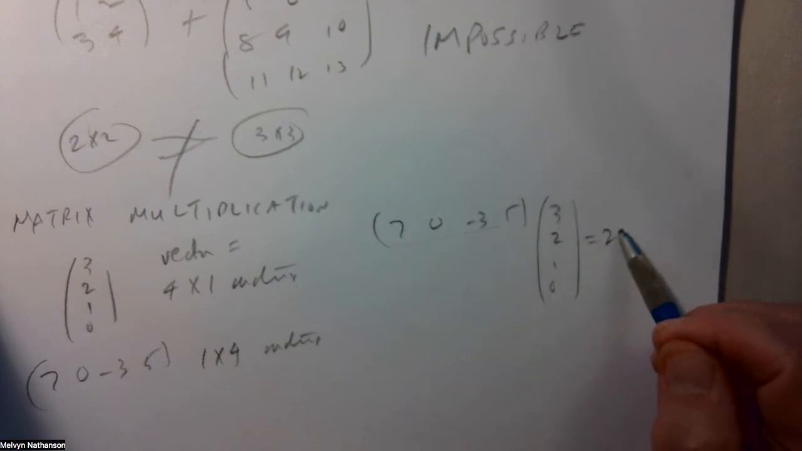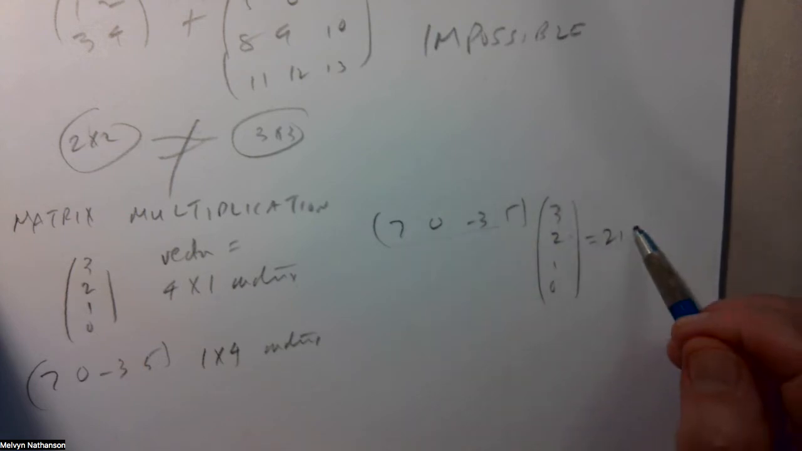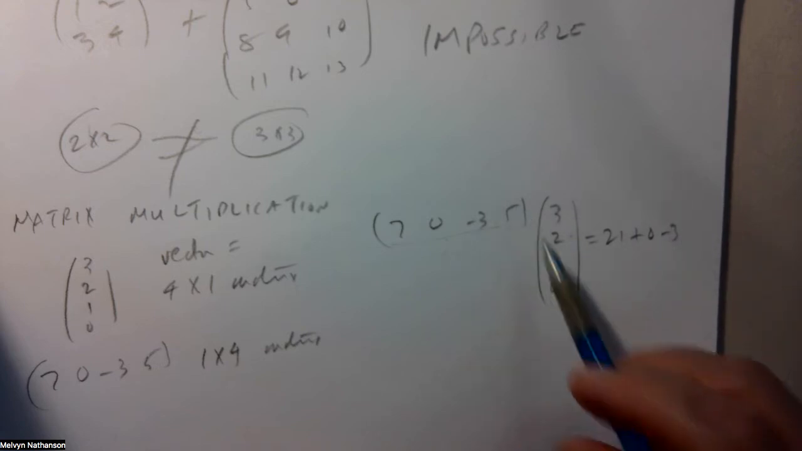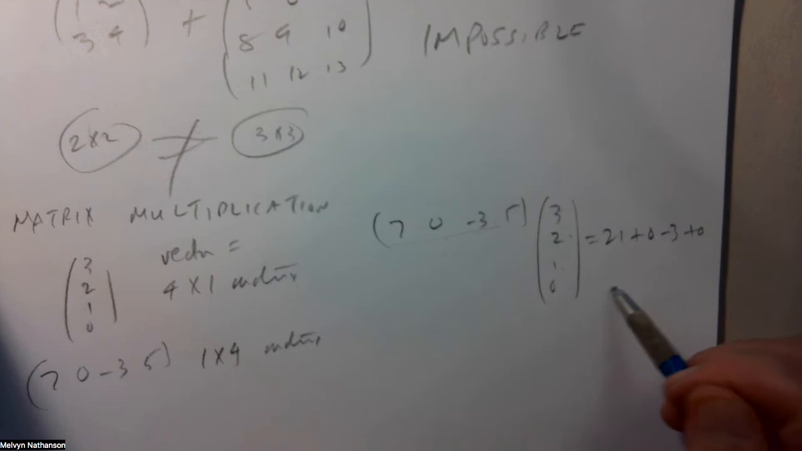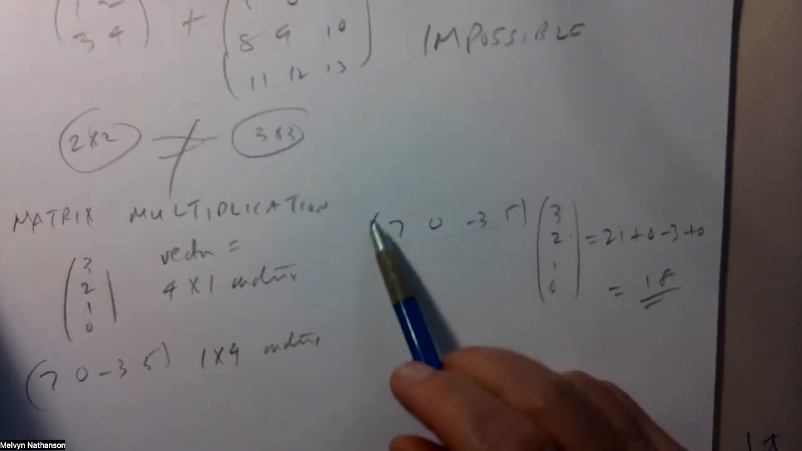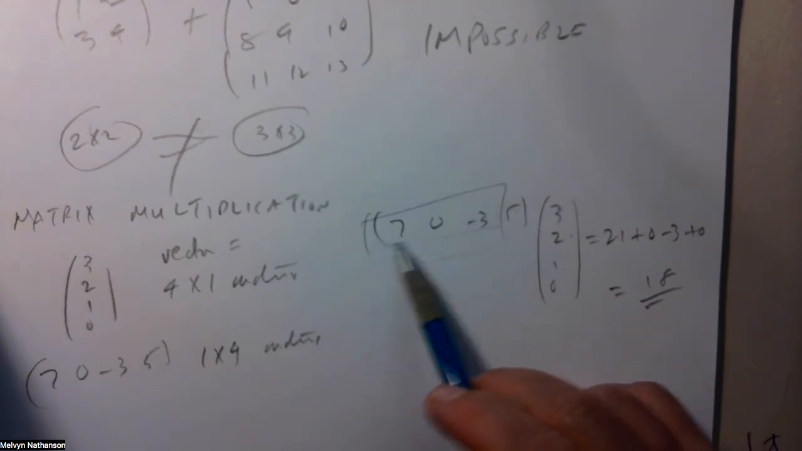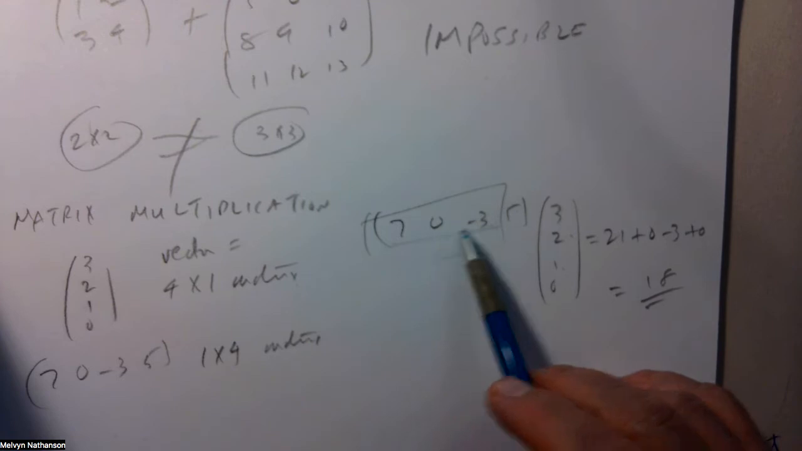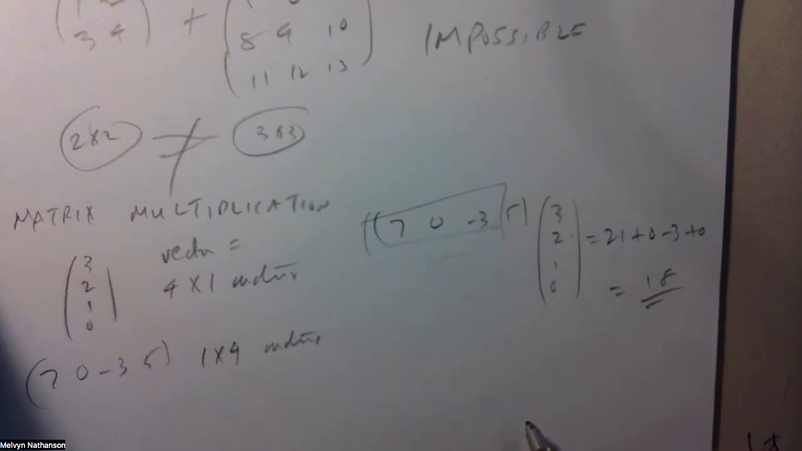7 times 3 is 21. 0 times 2 is 0. Minus 3 times 1 is minus 3. 5 times 0 is 0. You get 18. So that's sort of multiplying a row matrix into a column vector.